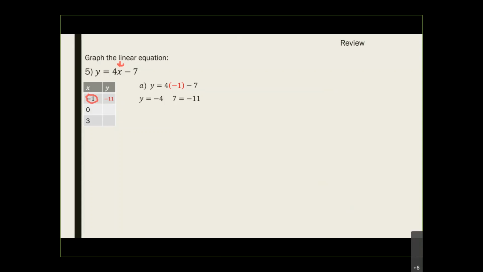What do I need to do for the second one? Same thing: I plug in 0 for the x, which is 4 times 0, and 4 times 0 is 0. 0 minus 7 is still negative 7, so we have (0, -7). Lastly, we plug in 3 for the x: 3 times 4 is 12, and 12 take away 7 gives you 5. Everybody see that these are your ordered pairs: negative 1 for x, negative 11 for y; 0 for x, negative 7; and 3, 5.